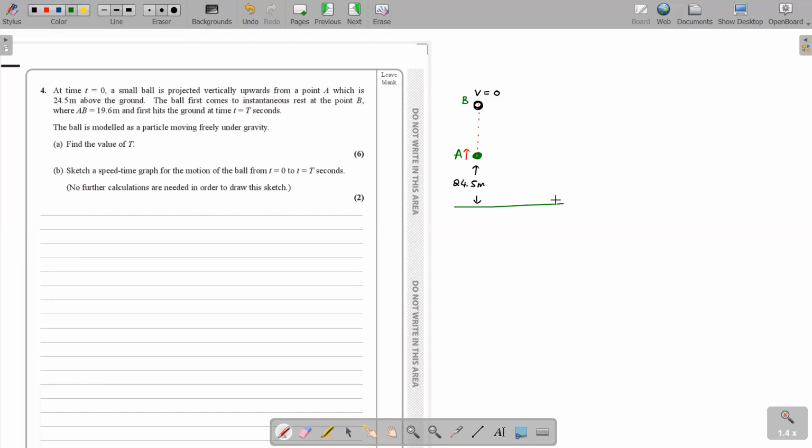And they say the ball comes to instantaneous rest at the point B, where AB distance is 19.6. So this AB distance is 19.6 meters.